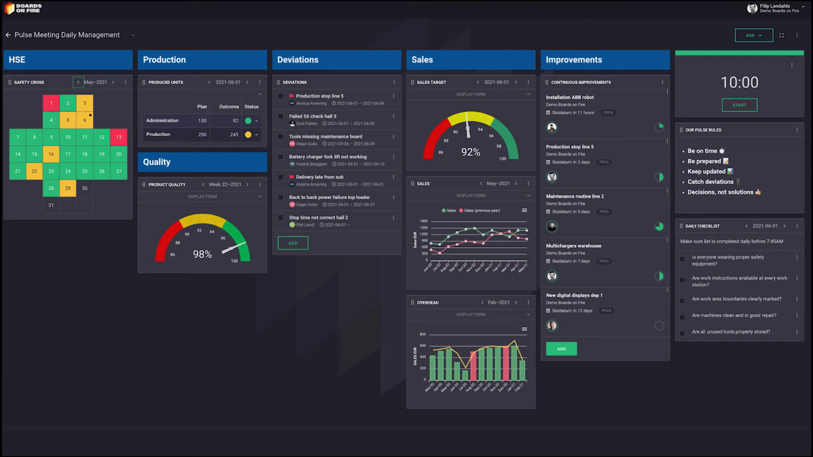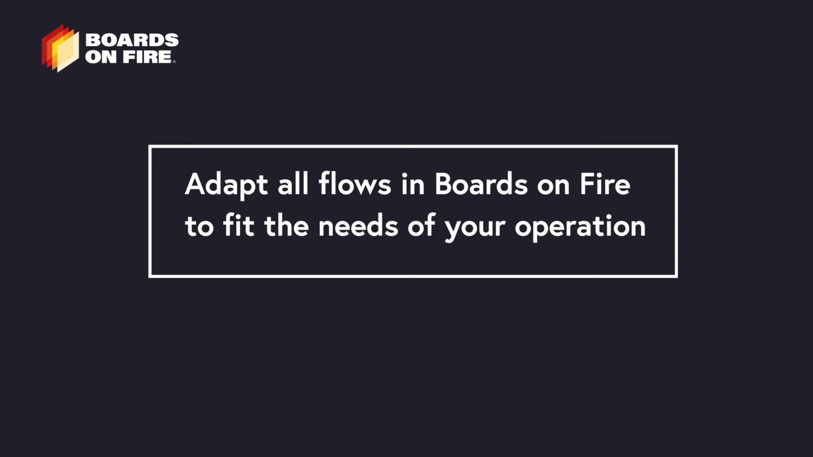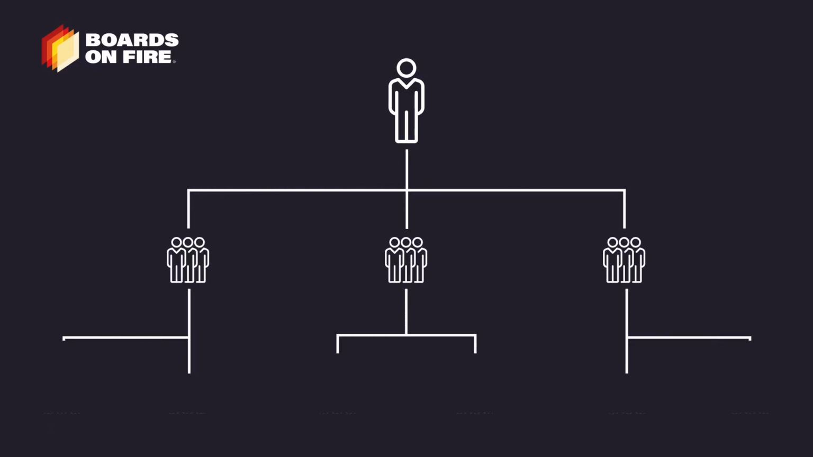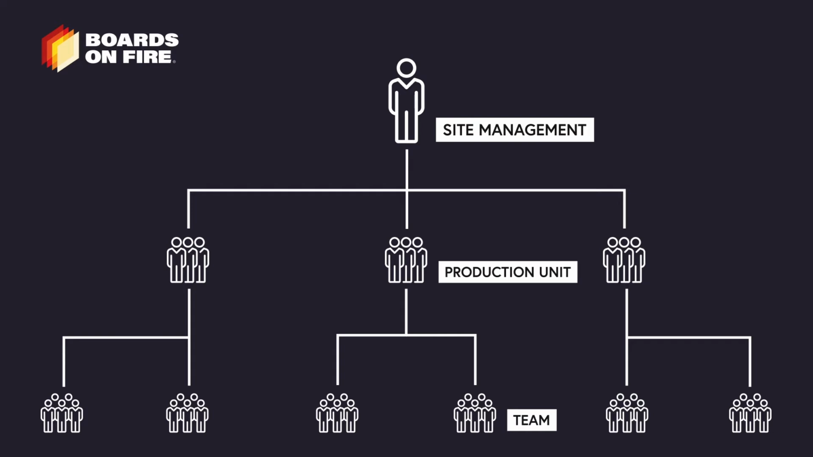Before I go a little bit more in depth about functions and components in our dashboards, I will explain how the organizational chart is structured in Boards on Fire. In Boards on Fire, we adapt the organizational structure to fit your operation. There is always a main organization unit and usually a number of sub-organizations in one or more levels. It can be, for example, a factory with different production units and a number of teams at each production unit, or a corporate group with different business areas with a number of subsidiaries within each business area.